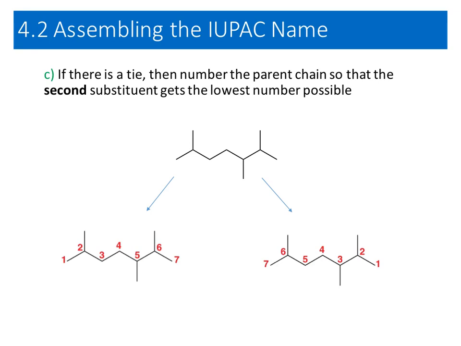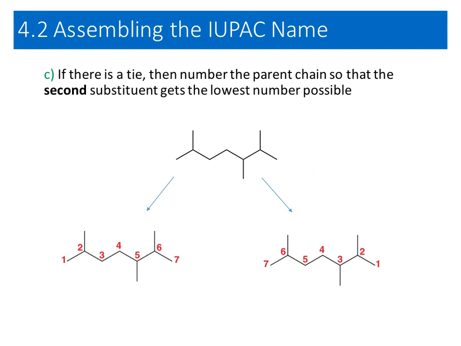Sometimes you may get a tie for the first substituent, meaning that the first substituent in both patterns of numbering may get the same number. So in this case, we look at the second substituent and we expect that to get the lowest number possible. So again, this is my structure. This is the parent chain here. Now, there are two ways of numbering, from right to left and left to right.